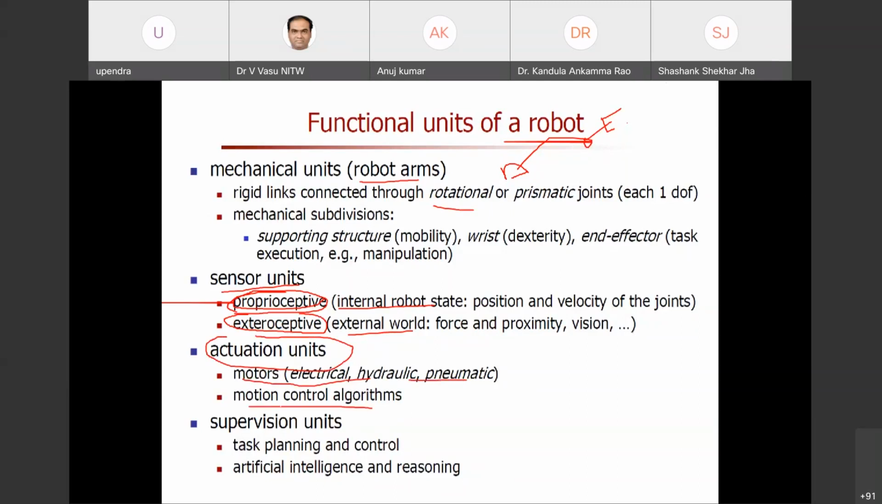The supervising unit contains the task planning, control, and artificial intelligence. It mainly consists of the microcontroller or processor, which is mainly used for the path planning of this robot arm. Suppose you want to pick up this particular object, this arm's end effector has to reach this particular point. For that, we have to design a path plan, and if any obstacles are present on the path, it has to overcome them. All that is done by using this supervising unit.